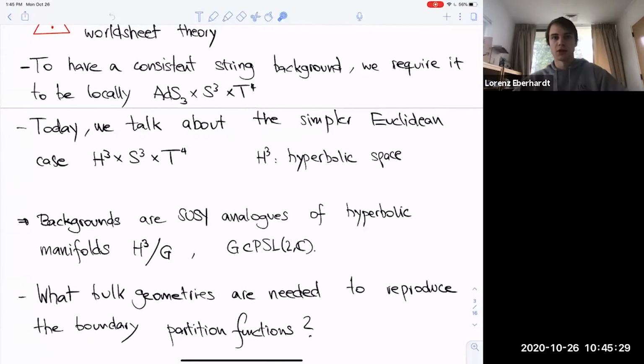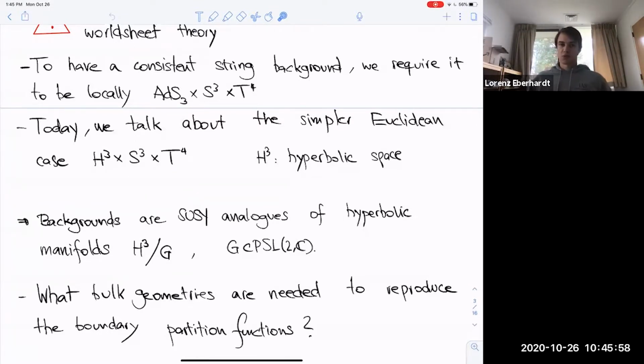Okay. And so to have a consistent string background, we need these backgrounds to be at least locally AdS3. So I want them to be locally AdS3 times S3 times T4, but perhaps not globally. And to simplify further, I want to talk just about the Euclidean case. So instead of Lorentzian AdS3, I will take Euclidean AdS3, which is the same thing as hyperbolic space. So actually, I will talk about this.